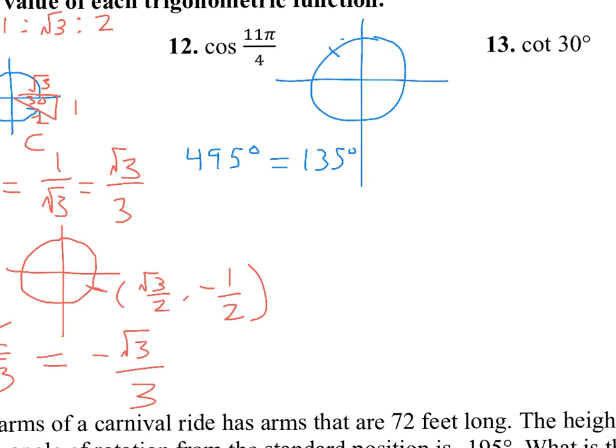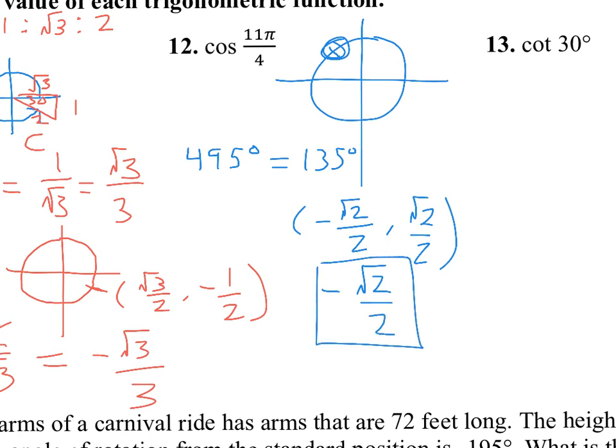Remember, all middle spots use rad 2 over 2. So the coordinates right there are negative rad 2 over 2, because the x is negative in quadrant 2, and then positive rad 2 over 2, because the y is positive in quadrant 2. And cosine is the x coordinate, so cosine is negative rad 2 over 2.